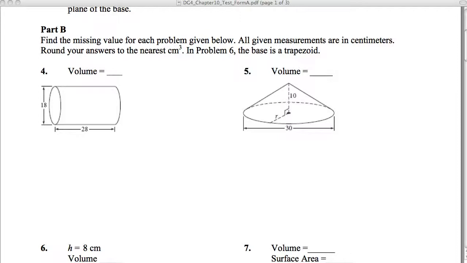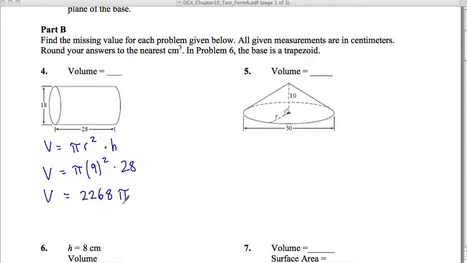For problems 4 and 5, we want to find the volume. For problem 4, it's a cylinder, so we can use the volume formula, which is pi r squared times the height. So in this case, when the radius is 9 squared times 28, we're able to find that the volume is 2,268 pi.